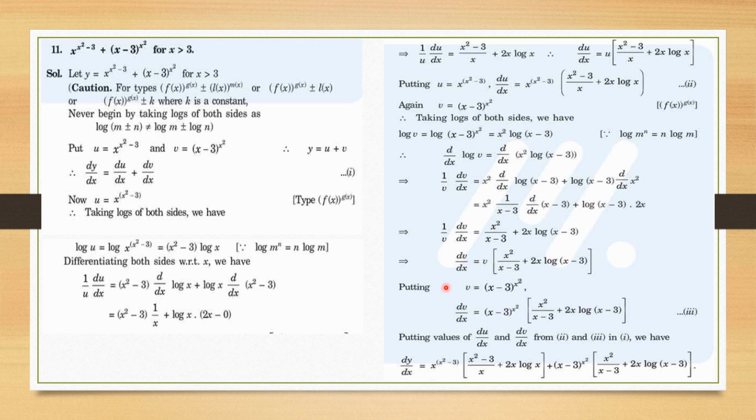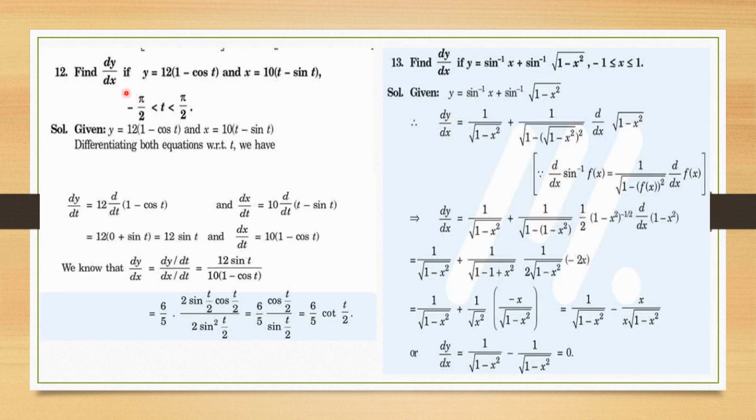Now take v to the other side, take a little bit of LCM and solve, and then you will get dv by dx after replacing v as this complete term. Now you have to put both du by dx and dv by dx back here, and no need to solve it, just replace whatever you have got here, and this is dy by dx.